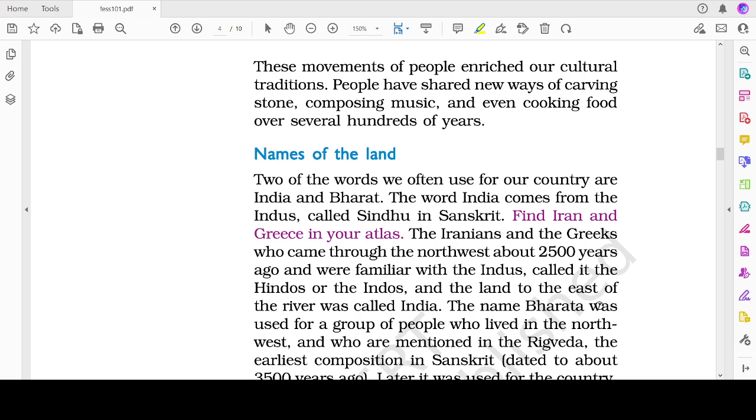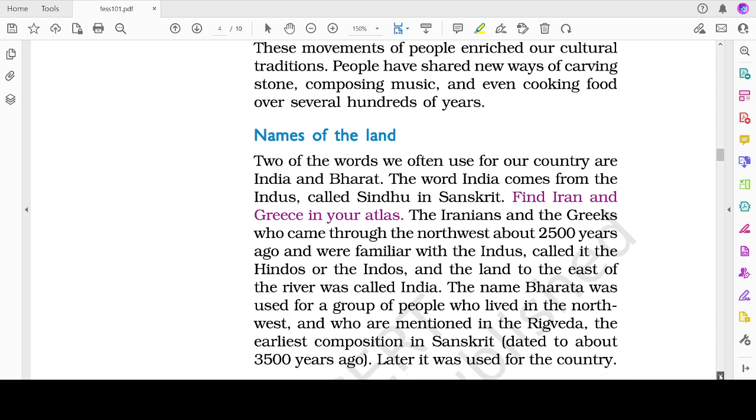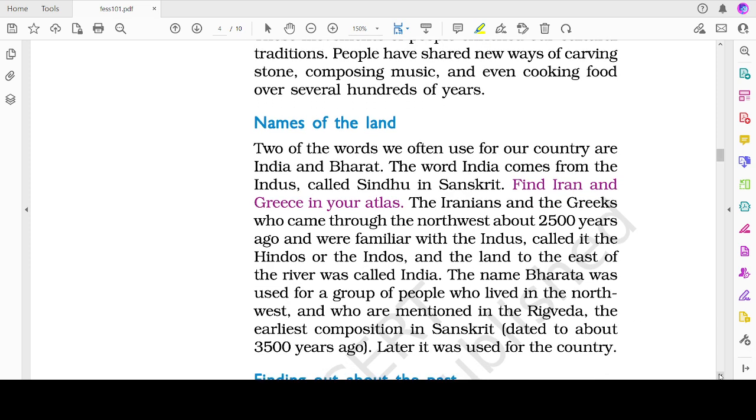The name Bharata was used for a group of people who lived in the northwest and who are mentioned in the Rig Veda. Now let me tell you one thing. Our India has many names: India, Bharat, Sindhu, Hindu. Actually, do you know one thing? Hindu is not a caste. It is not a caste. People who live in India are called Hindus or Indus.